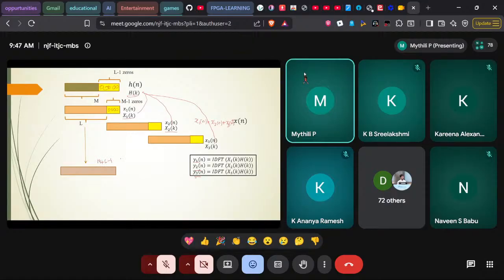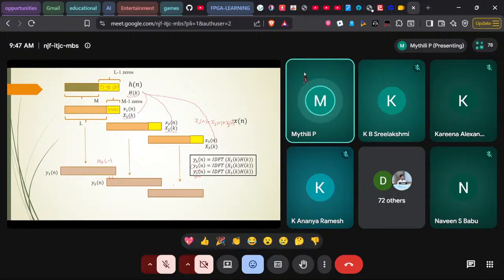Same way, if you find the second output block after finding the IDFT, there is an overlapping here. Why? Because the blocks are already overlapping. The third block, after finding the IDFT, will be this. So all the blocks are of length m plus L minus 1.